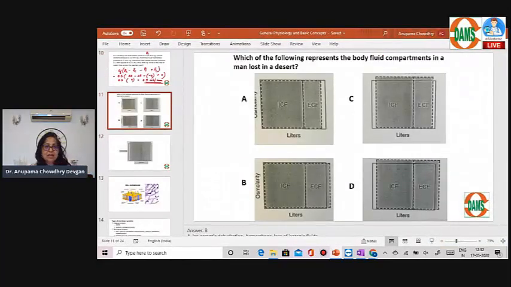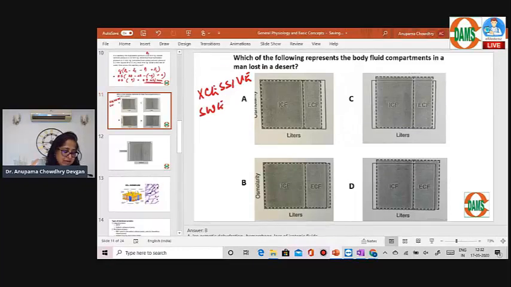Now, the next is, let me just discuss one question here with you. Let's see this question. Now, which of the following represents the body fluid compartment in a man lost in a desert? Man lost in a desert has no access to water and there is excessive sweating. So that means if there is excessive sweating, that means loss of hypotonic fluids or a hyperosmotic dehydration.